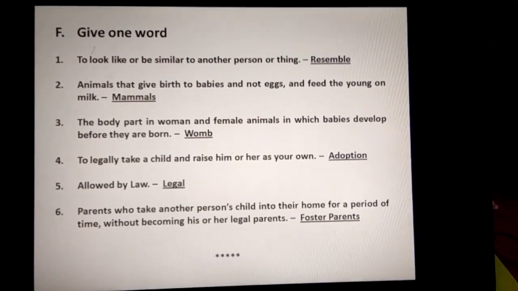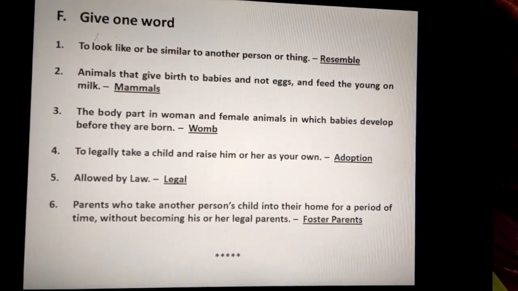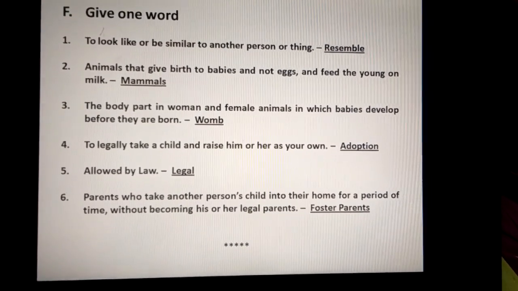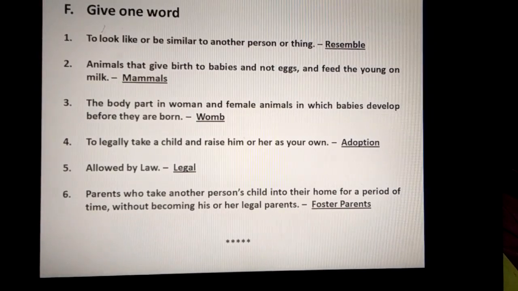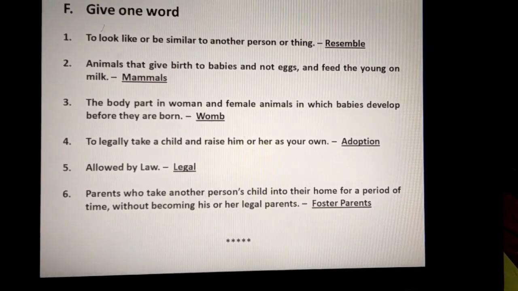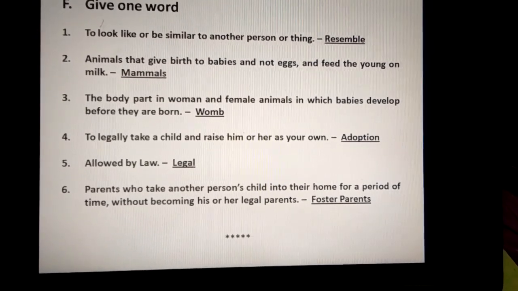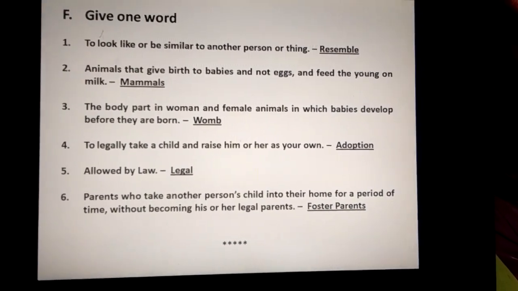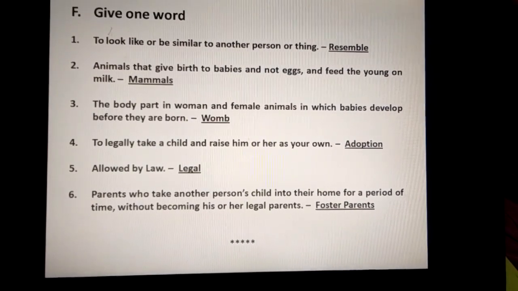Give one word. First one is to look like or be similar to another person or thing. That is resemble. Second, animals that give birth to babies and not eggs and feed the young on milk. Mammals. Third one is the body part in women and female animals in which babies develop before they are born. The one word is womb.